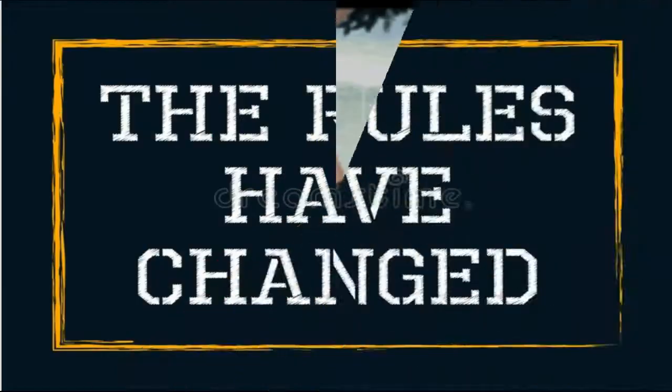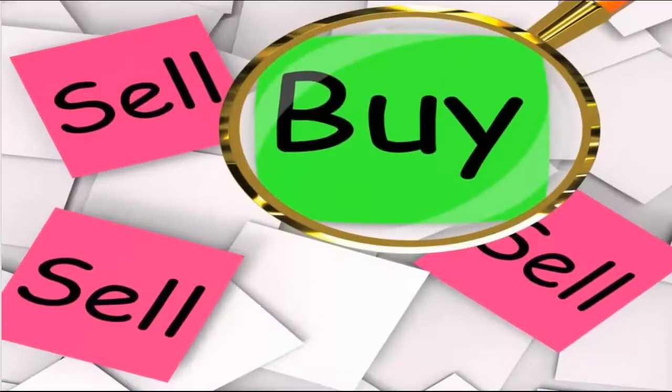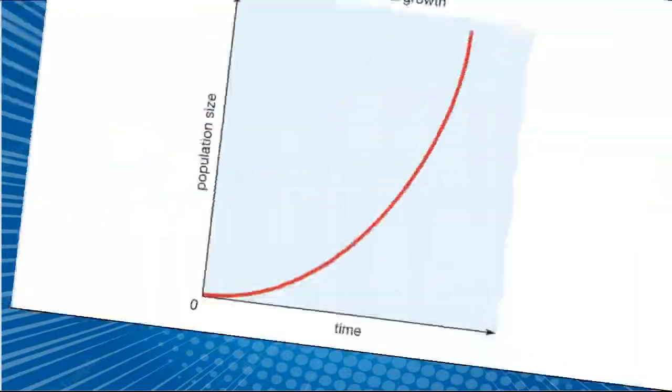Land ownership rule was changed. Now you can buy and sell land. Even women now can own land. Boom! Guess what happened? The population grew.